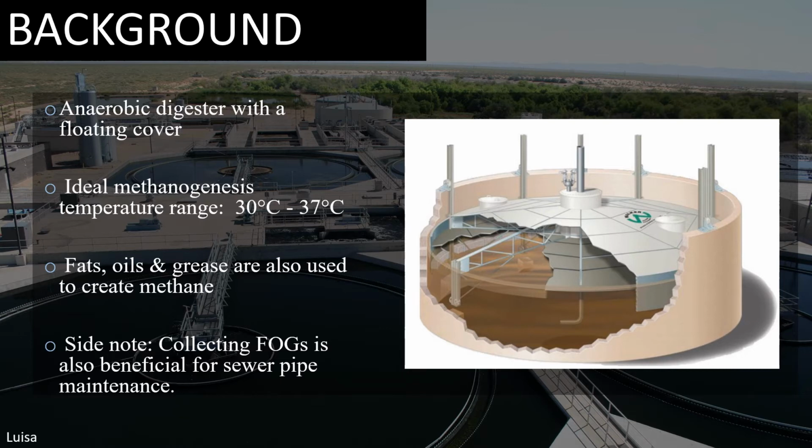The floating cover is normally preferred so there is a constant adjustment to the gas pressure inside as the gas is being produced. Fats, oils, and grease, also known as FOGs, are recommended to be used in the digester as well because they increase the production of methane. This will help us meet the quota of methane to produce enough energy for the plant. These FOGs can be collected from nearby restaurants or kitchens. As a side note, it's also beneficial to collect or prevent FOGs from being disposed of in sewer pipes to ward off pipe corrosion.